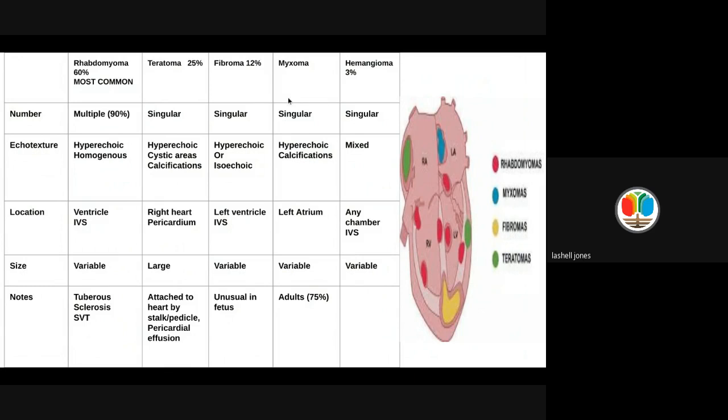Myxoma is not usually seen in the fetus, but they did mention it. It's singular, hyperechoic with calcifications, left atrium, variable size. Most of the time it's seen in adults, at 75%. And then with fibroma, same thing. Unusual to see in the fetus, singular, hyperechoic or isoechoic. This is known to be in the left ventricle or IVS. It's variable in size.